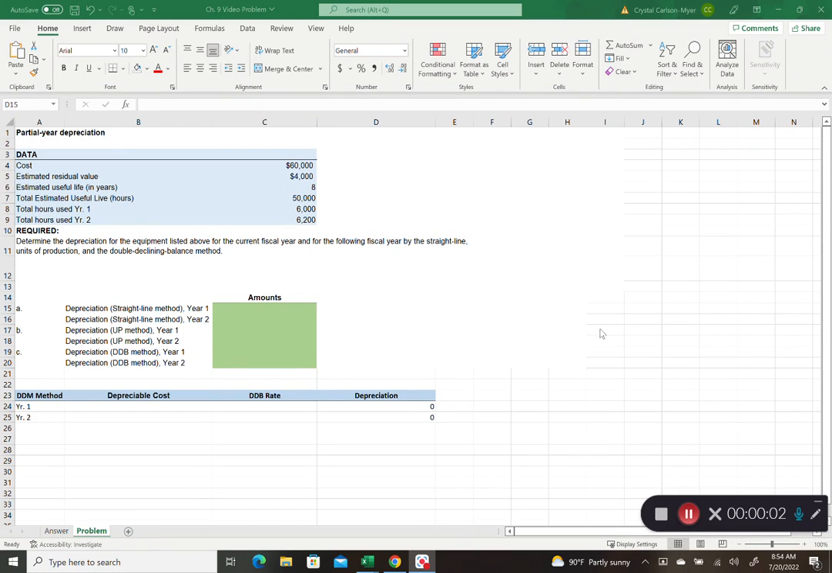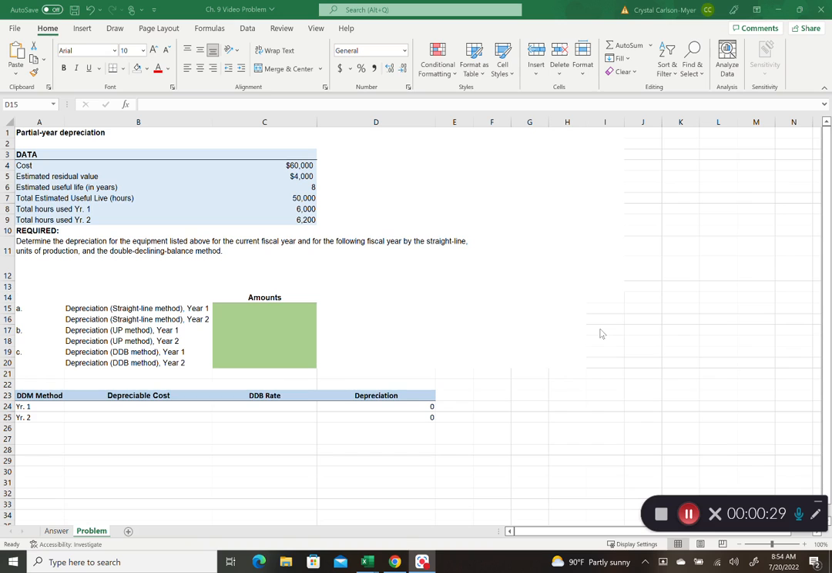Hey everyone, today I'm going to cover how to depreciate an asset by 3 different methods. So I'm going to depreciate this particular asset using the straight line method, the units of production method, and the double declining balance method. These are the typical problems you will see in an introductory financial accounting course and even later on. It does get a little more complex as you get into an intermediate accounting course, but this is the type of problem that you're typically going to see.